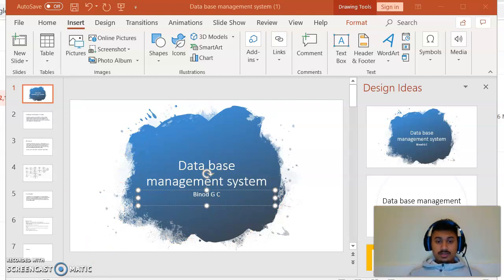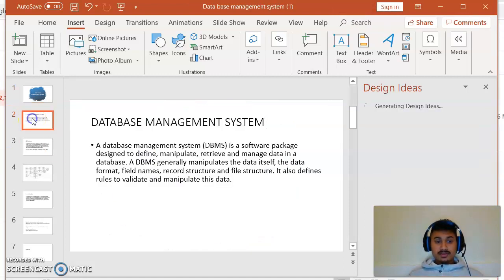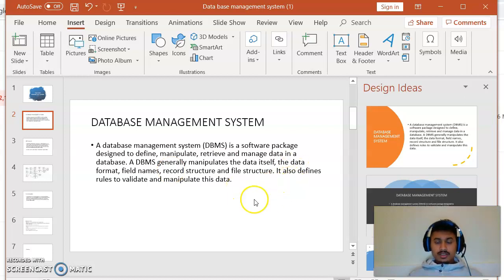To start the assignment, first we need to understand what is the database management system. A database management system is a software package designed to define, manipulate, retrieve, and manage data in a database. It generally manipulates the data itself, the data format, field names, record structure, and file structure. It also defines the rules to validate and manipulate this data.